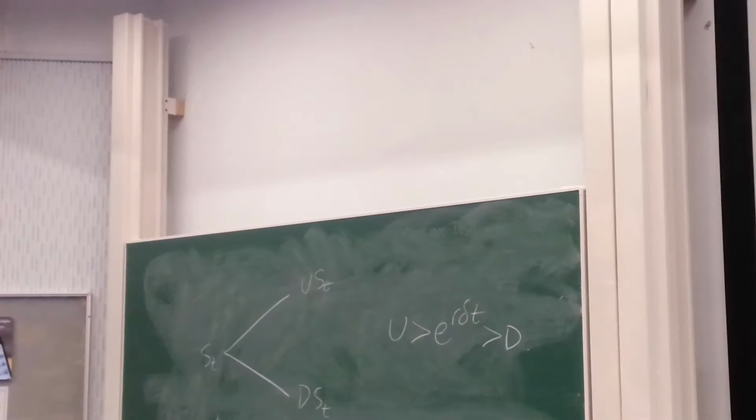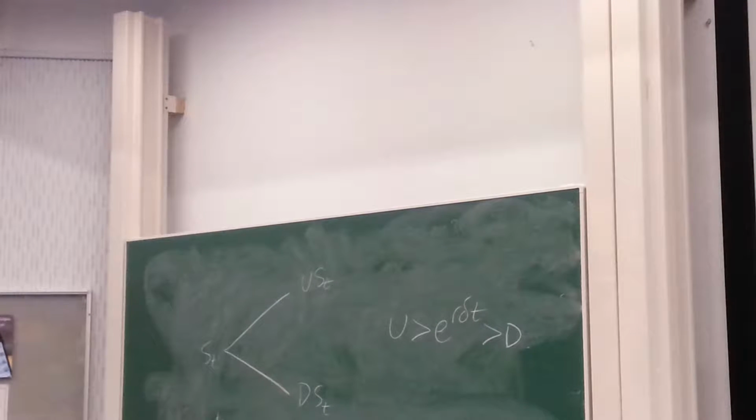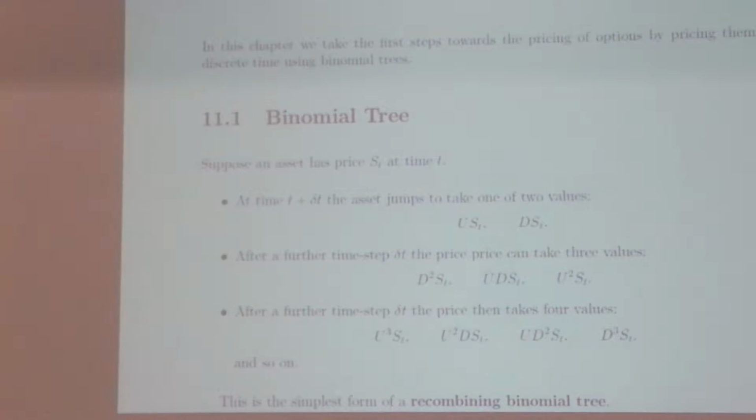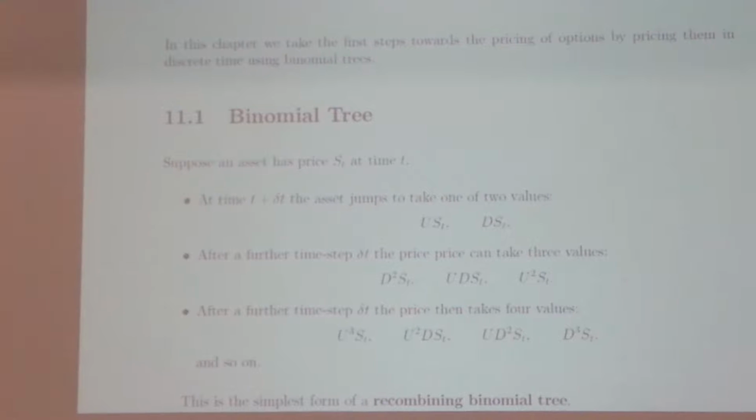Okay, so we move on to binomial model valuation of options. This is a discrete time approach to valuing options. Later we're going to do the continuous time approach. The difference between the two is, in some sense, a philosophical one: do you know stock prices on a continuous time basis, or do you know them on a discrete time basis?